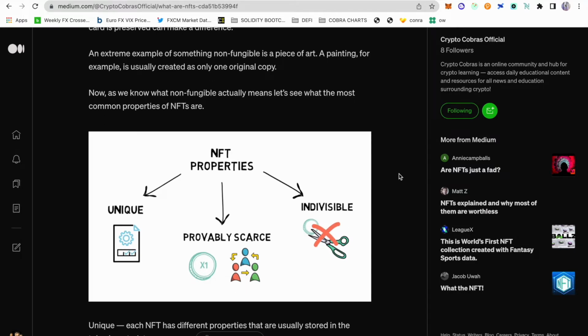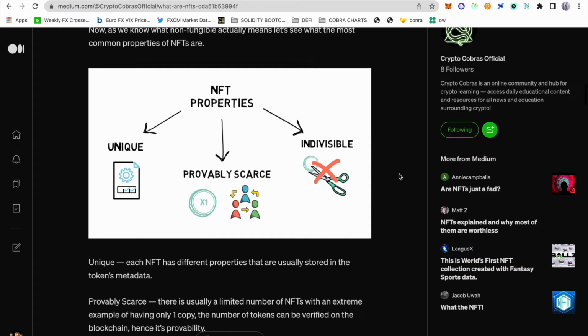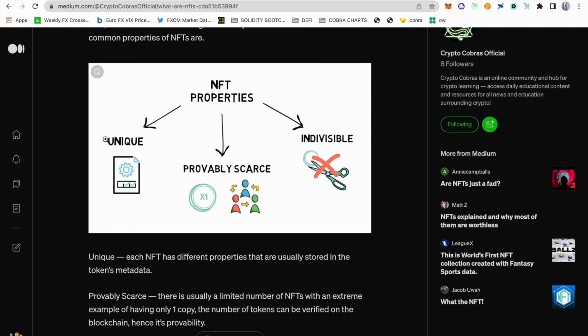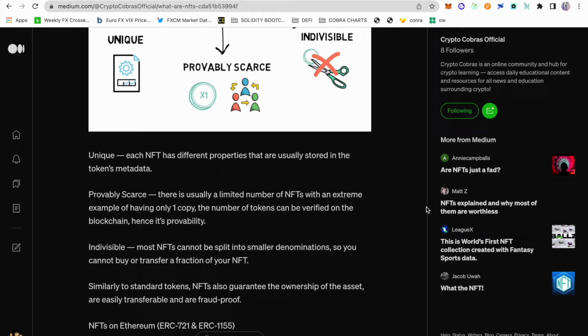Now that we know what non-fungible actually means, let's see what the most common properties of NFTs are. So what makes NFTs what they are? You have uniqueness, you have provably scarce, so these things are limited in their collections, and they're indivisible. Let's look into these three things. So unique: how is it unique? Each NFT has different properties that are usually stored in the token metadata.